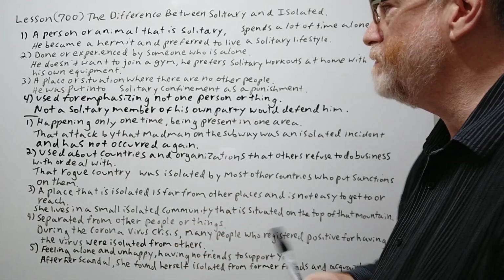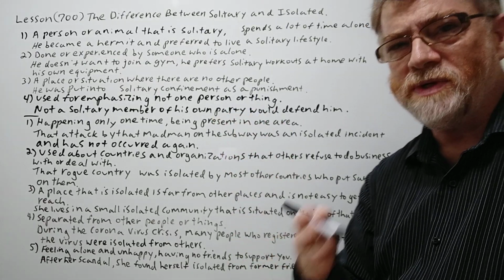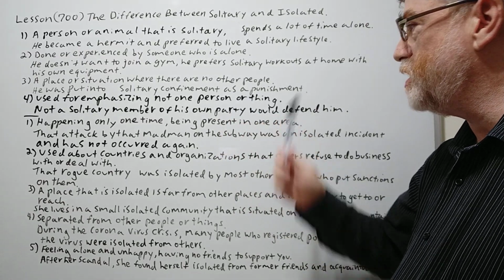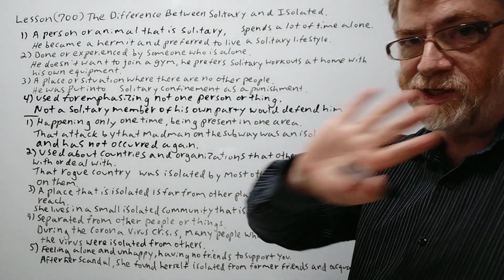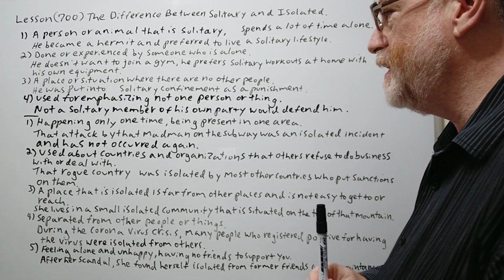That's what he prefers. Number three, a place or situation where there are no other people. This one's kind of neutral. He was put into solitary confinement as a punishment. Well, the example actually is you are being forced. So this is why it's not 100%.